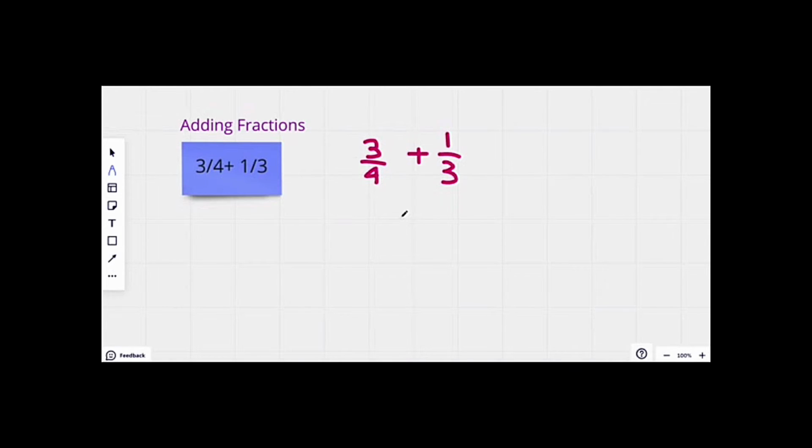So when that happens, we actually need to find a number that both of them fit into. And this is why I said it's important to know your timetables, because if you know your timetables, you know this right off the bat. If you don't know it, you actually have to look through your timetable sheet, or your facts.